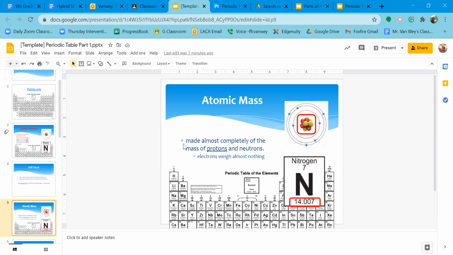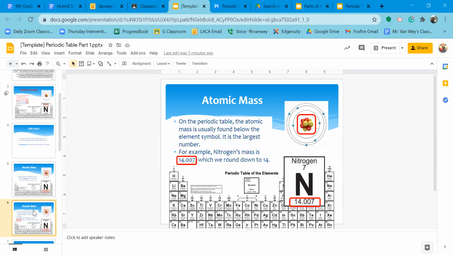So the atomic mass is the protons and the neutrons. Remember, for our purposes, electrons weigh nothing. Okay. They've been measured to have mass, but in high school chemistry, we pretend that that's not true. It helps us build our understandings up. Okay.